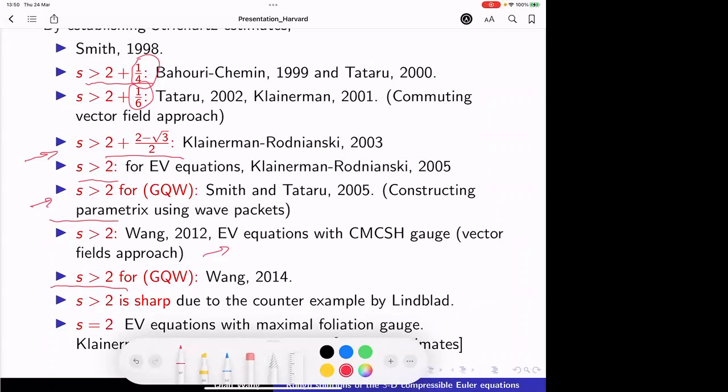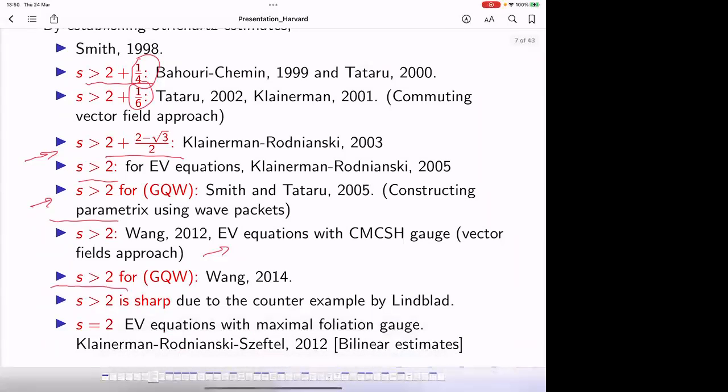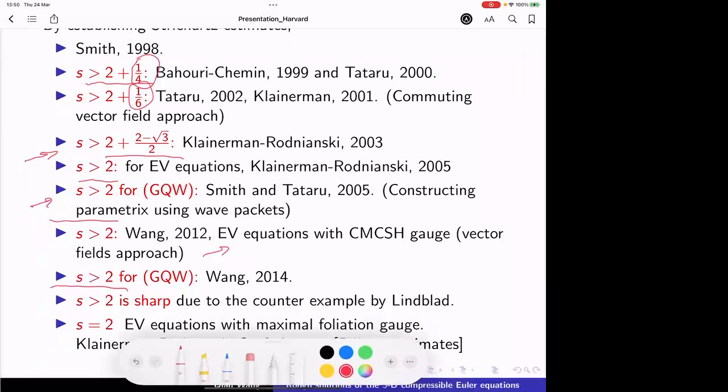So this is the story for the general quasilinear wave equation. s greater than 2 is already sharp, and it also includes the irrotational fluid. But for the Einstein vacuum equation itself, you can expect better results. If not choosing the wave coordinate gauge, I need to mention this work, the resolution of the L2 curvature conjecture. This is for the Einstein vacuum equation with maximal foliation gauge.